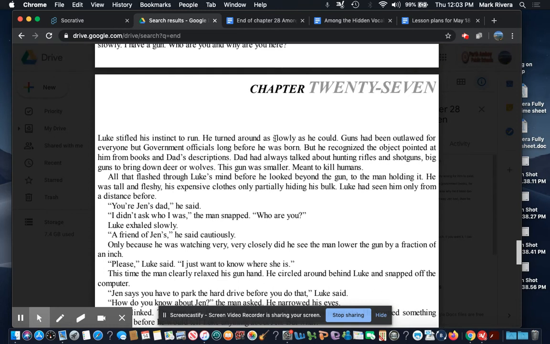Left you on a bit of a cliffhanger. Remember, he goes over to Jen's house, and when he gets there, somebody shocks him and surprises him with a gun.